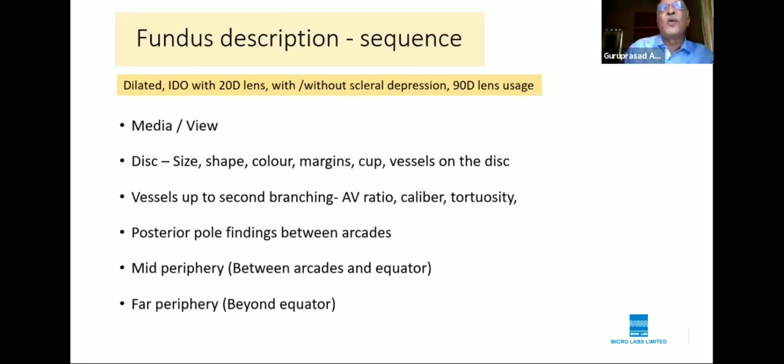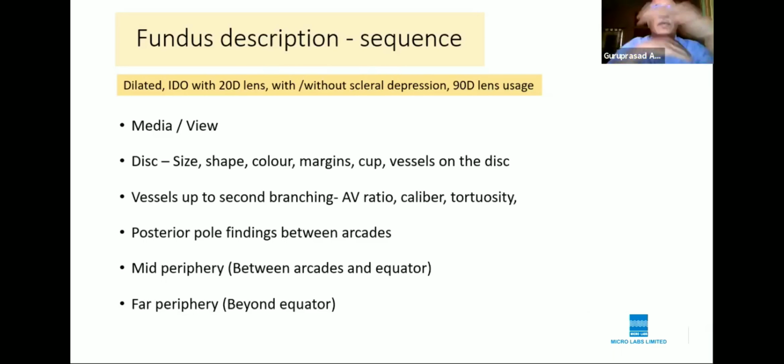Disc, everything has been told already. AV ratio, caliber of the vessels is important, because if the caliber of the vessel is not uniform, it could be due to a diabetic retinopathy condition where there can be looping, sausaging, reduplication, all those changes that you get in diabetes. And tortuous is something that you get in vein occlusions, which Dr. Sandhya has already told.